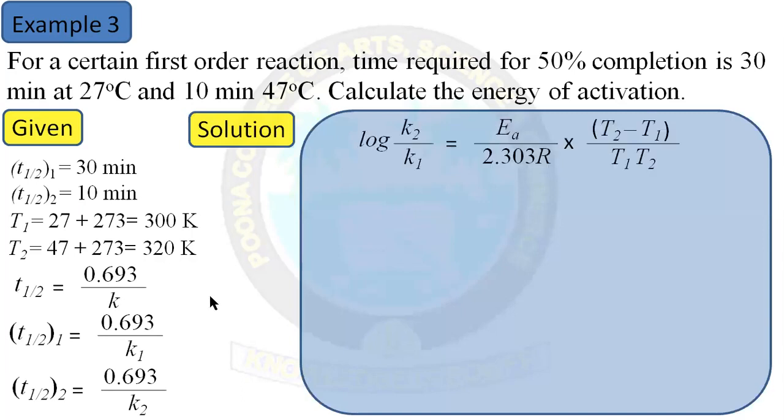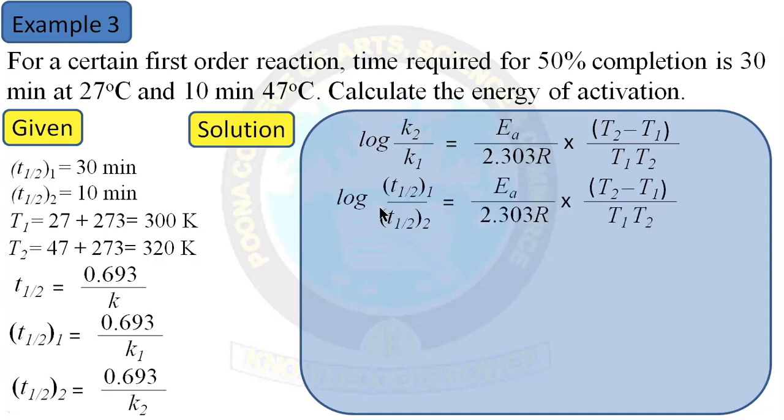Now, there are two ways of solving it. I can calculate K1 and K2 by calculating T half 1 and T half 2 and substituting as such. But there's an easier solution. Instead of calculating K1 and K2, if I substitute the value of K2, K2 will be equal to 0.693 upon T half 2 and K1 will be equal to 0.693 upon T half 1. 0.693, 0.693 will get cancelled and this equation simplifies to this.